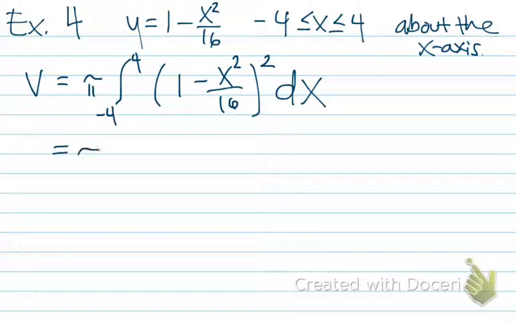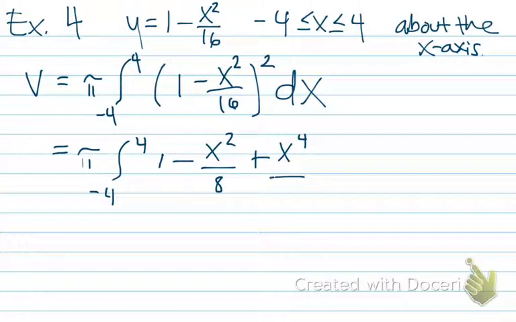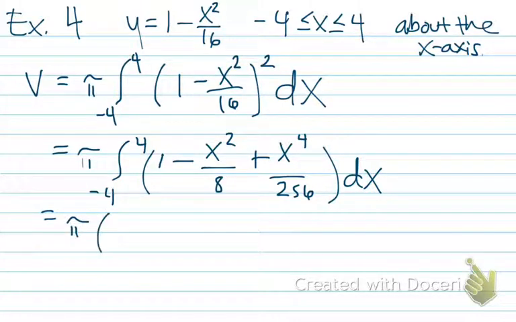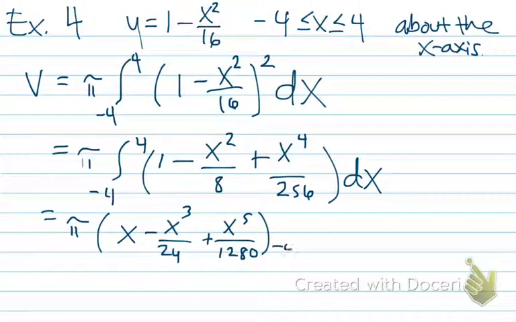If you square all this out, I'll jump ahead a few steps, you get pi from -4 to 4 of 1 minus x squared over 8 plus x to the 4th over 256 dx. You can always check this just to make sure it's making sense to you about where I'm getting these things. If you integrate that, you get pi times x minus x cubed over 24 plus x to the 5th over 1,280 from -4 to 4. If you plug everything in, you get 64 pi over 15, which is about equal to 13.4 feet cubed.